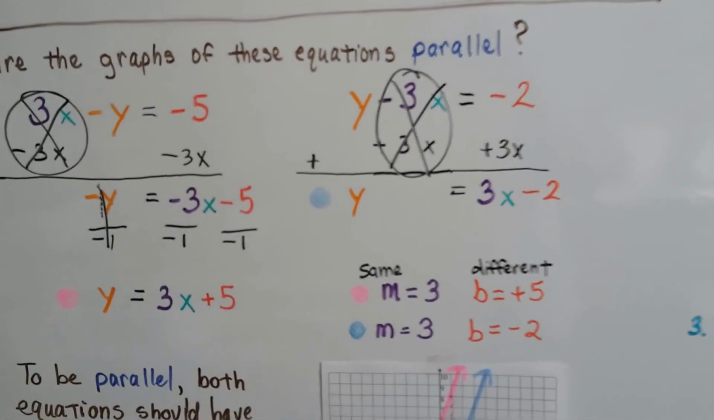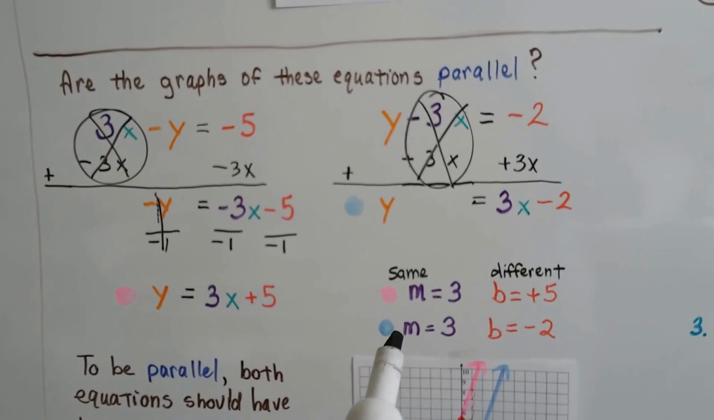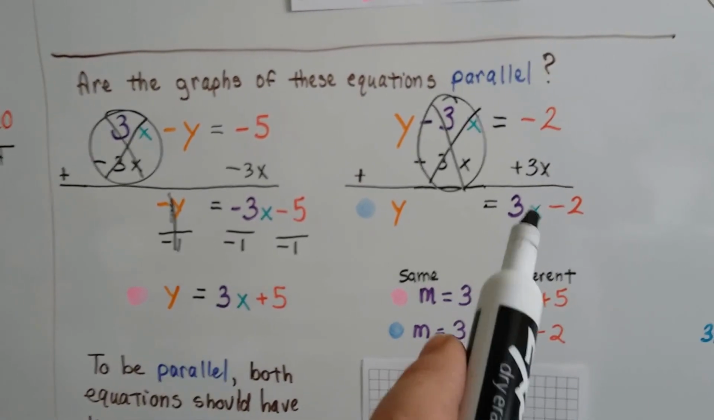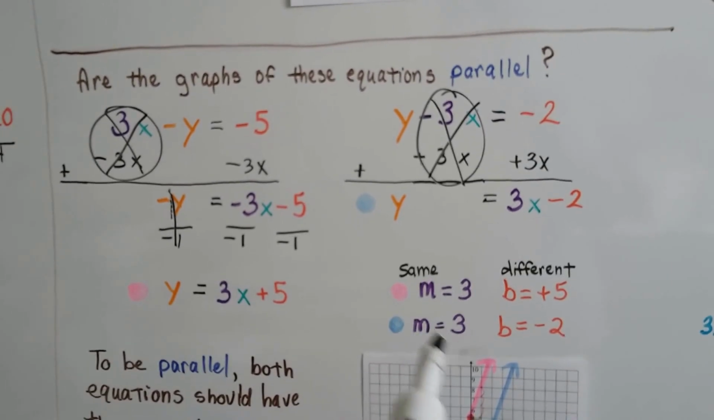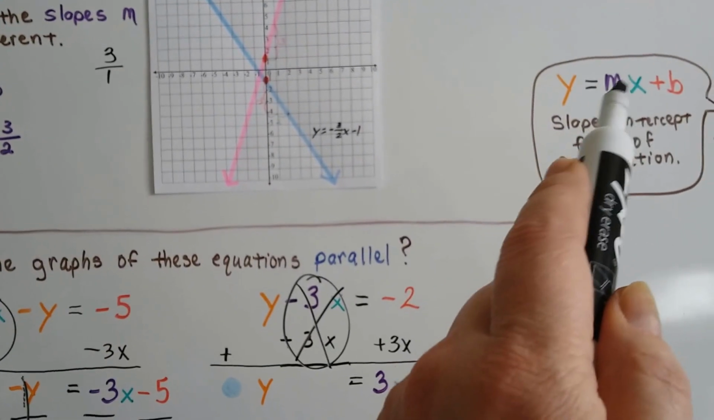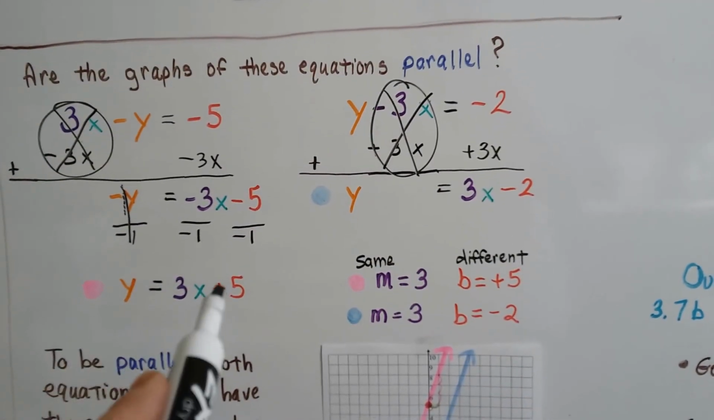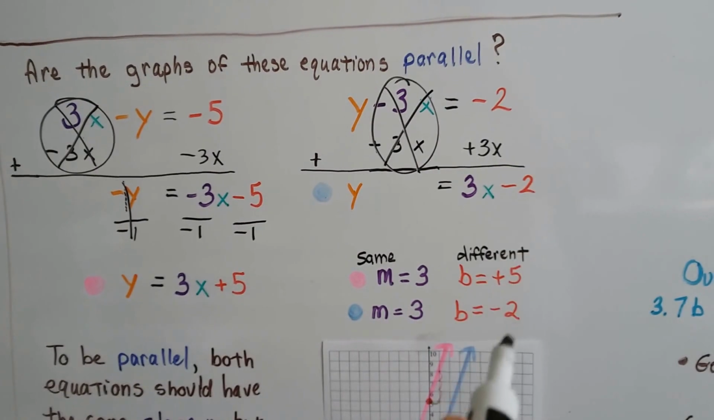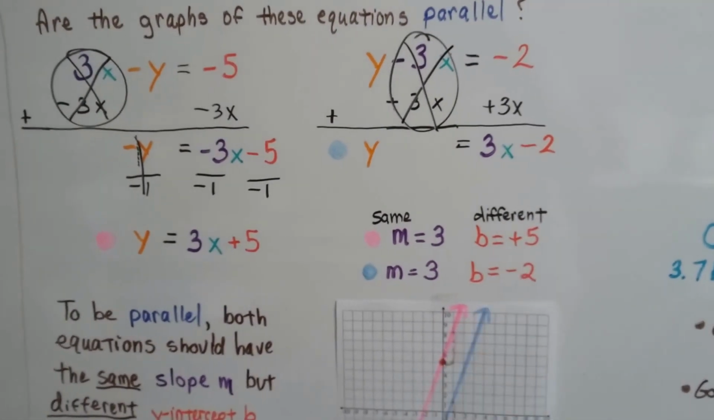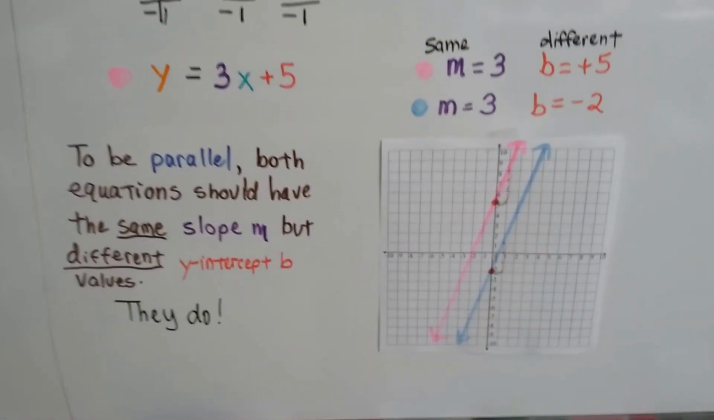So now when we look at them, remember, they have to have the same slope m, but different b, y-intercept, okay? Well, look, they have the same slope m of 3, don't they? The m value is a 3 for both of them. So they have the same slope, and look, this one has a +5 and this has a -2. So they have different y-axis intercepts for b, don't they? So yeah, these are parallel.